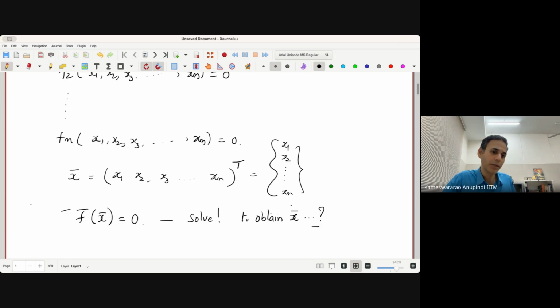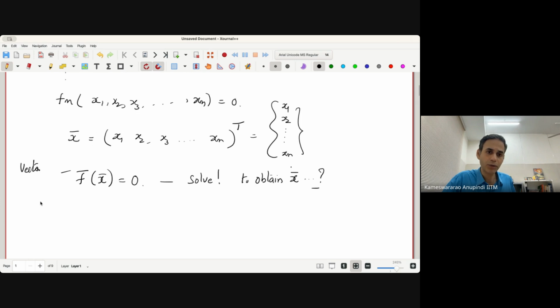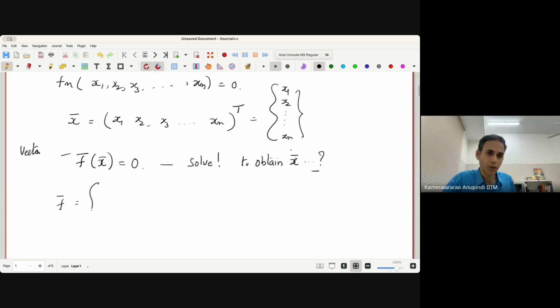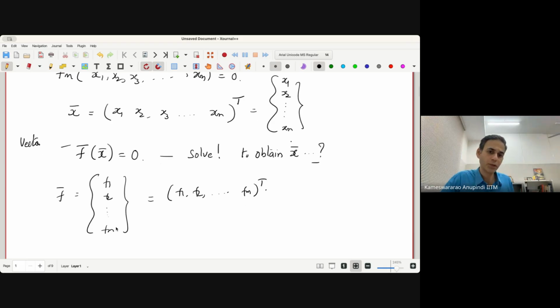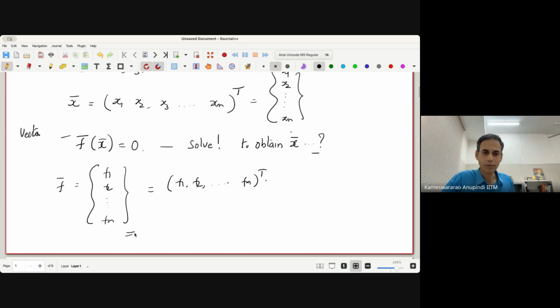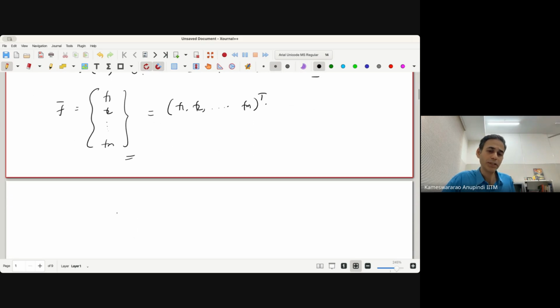Here by bar we mean that we are looking at a vector of several values. That means my f bar is equal to f1, f2, f3 all the way to fn. If you want to write it as a row vector, it's going to be f1, f2 all the way to fn, transpose, because these are all column vectors. So that is the problem we are trying to solve.